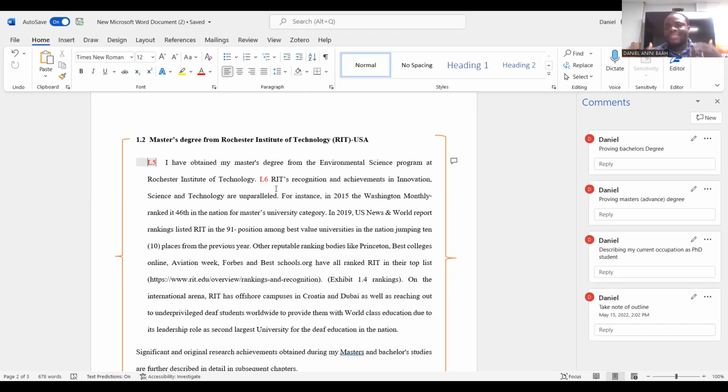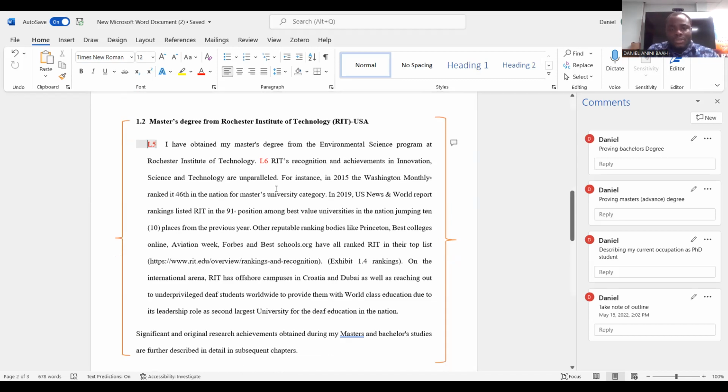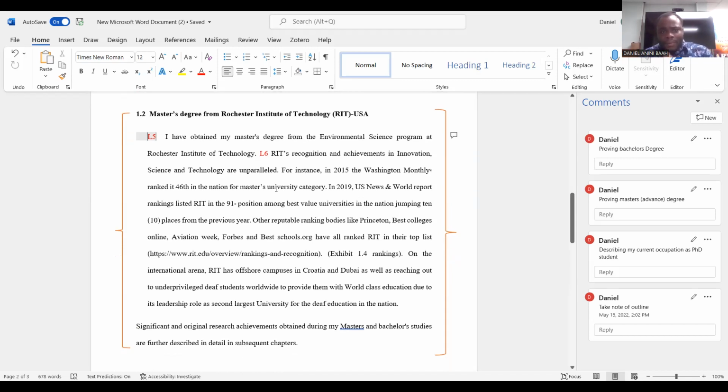It's not just about printing your advanced degree, printing your bachelor's and mailing it to the visa officer, saying, oh, I qualify for advanced degree. No, write something good about your university, where you got your degrees from. It's equally as important as your own degrees. So take note of that. Other reputable ranking bodies like Princeton, Best Colleges, Online Aviation Week, Forbes, best schools have all ranked RIT in their top lists. Okay, and inserting some web link there for further exhibits.